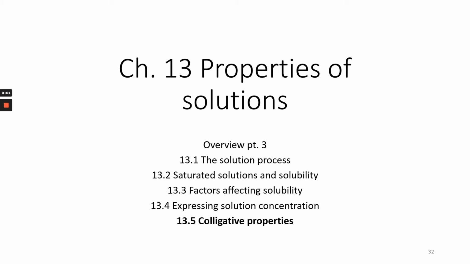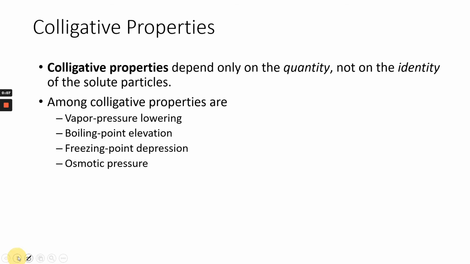Hi, welcome to Chapter 13, Overview Part 3, where we're going to talk about colligative properties. Colligative properties depend only on the quantity, not the identity of your solute particles. Some colligative properties are vapor pressure lowering, boiling point elevation, freezing point depression, and osmotic pressure.